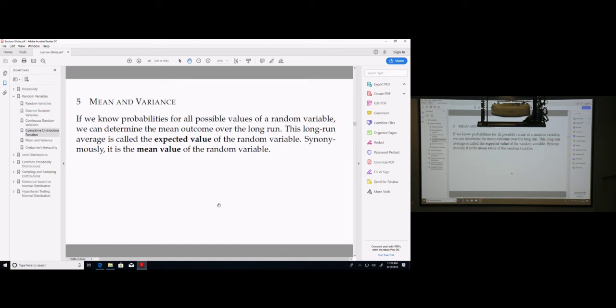Okay, so I think that's what I want, and then Friday we'll talk about mean and variance. So these are what we call the first, mean will be the first moment that we are going to talk about, and then we will have second moment, and so on and so forth. So these are some numbers that are associated with the random variable itself.